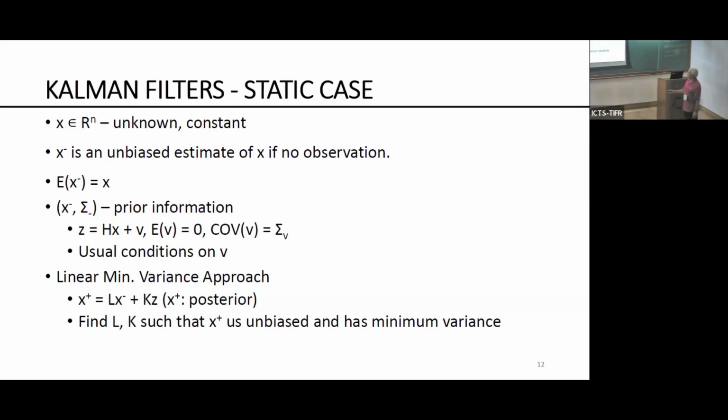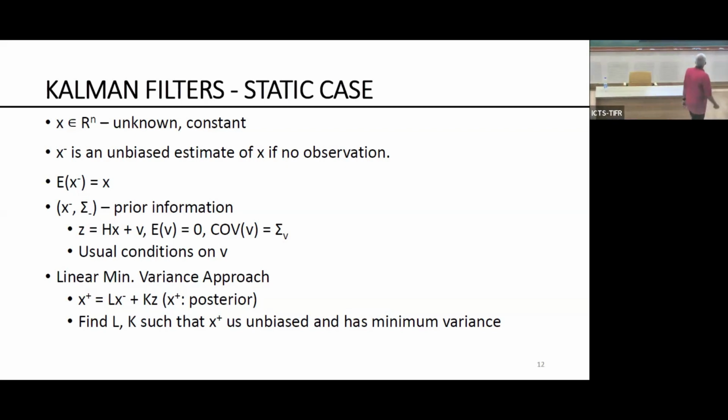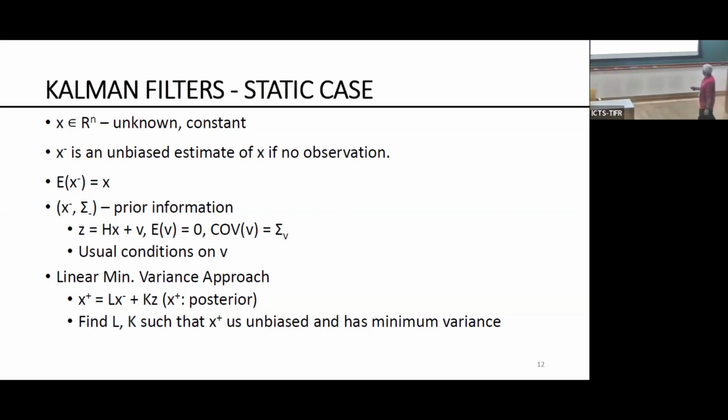Observation comes in the form z is equal to hx plus v. v has mean 0, covariance sigma v. The usual conditions on v. What are the usual conditions on v? x and v are uncorrelated. That means the observation noise does not depend on the unknown to be estimated. Are you with me? That makes sense. So what is the minimum variance approach?